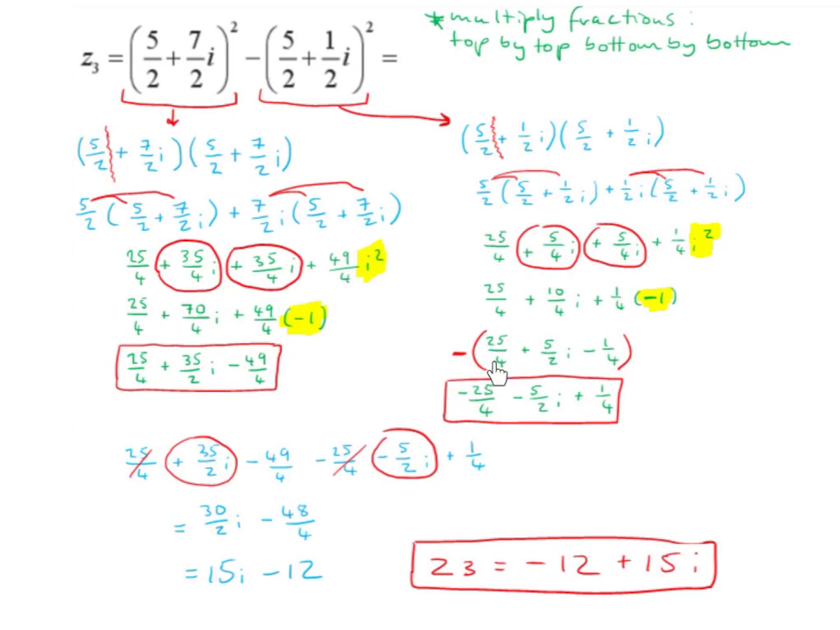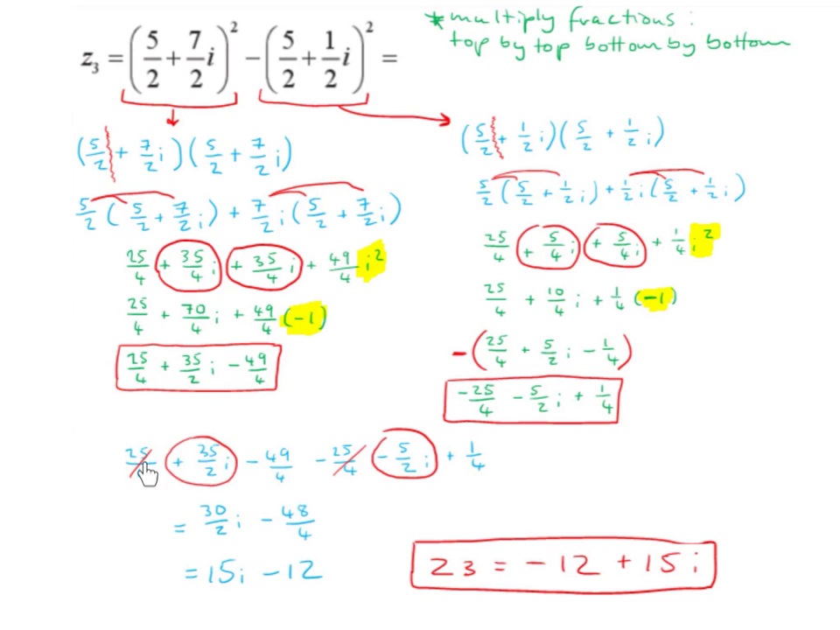So I get minus 25 over 4. Minus by plus 5 over 2i is minus 5 over 2i. And a minus by minus is a plus a quarter. So I have 25 over 4 plus 35i minus 49 over 4 minus 25 over 4 minus 5 over 2i plus 1/4. So I bring these 6 terms down here, and then I'm going to simplify.